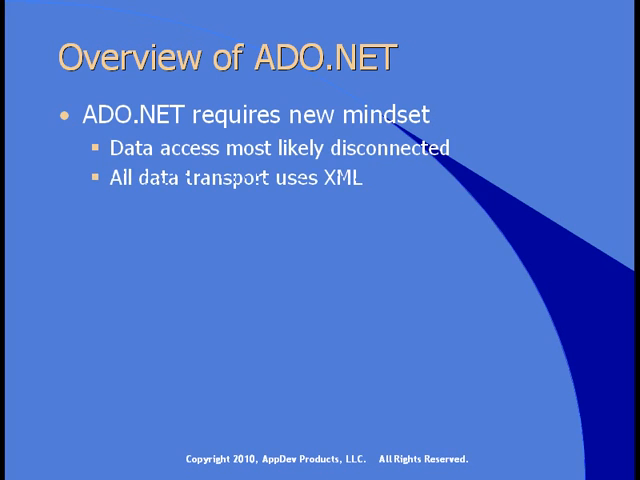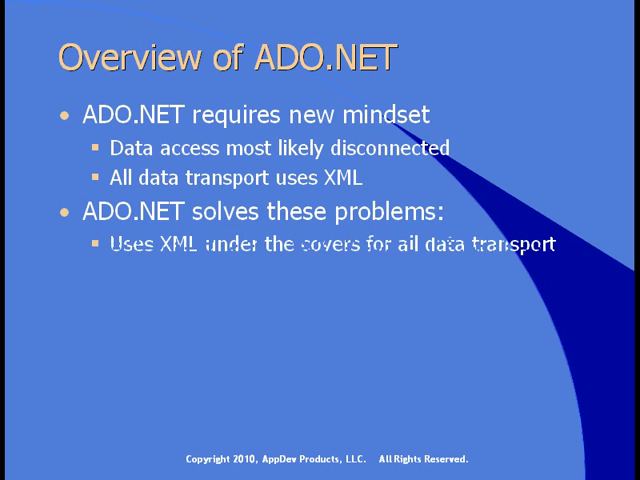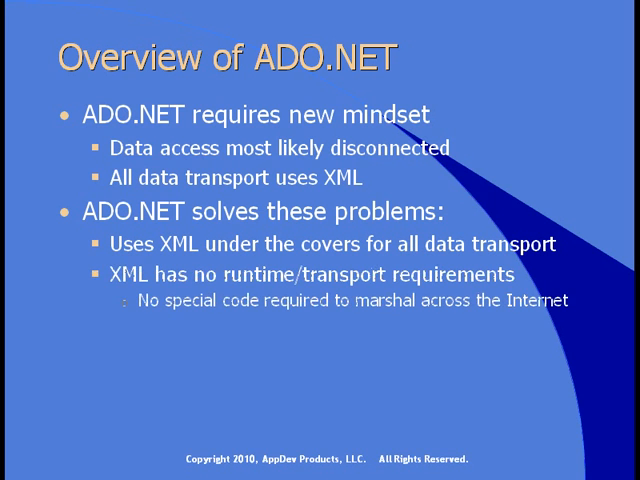In addition, any data transport that needs to move your data from one place to another outside your local network will use XML. That is, ADO.NET knows how to serialize itself as XML so the data can be moved from one place to another. ADO.NET solves the problems of working with transport because it uses XML under the covers, and of course XML has no runtime or transport requirements. There's no special code that's required to move XML across the internet. Remember, XML is just text.